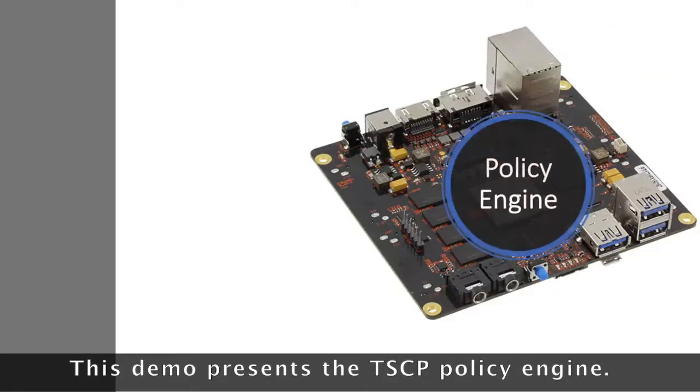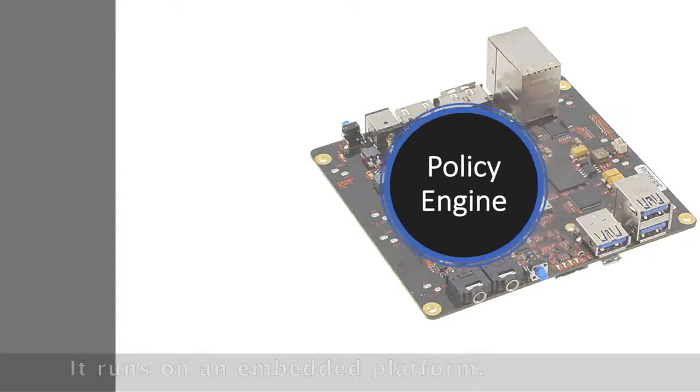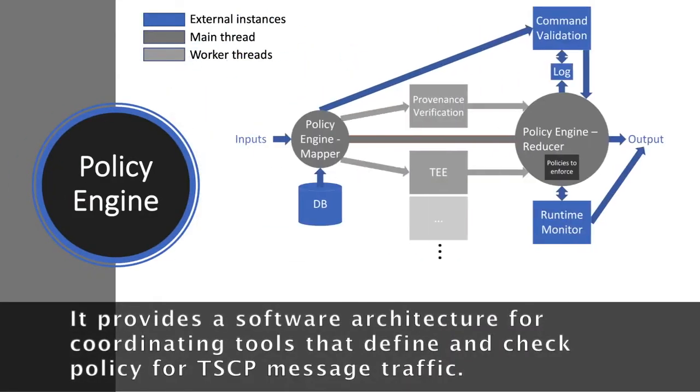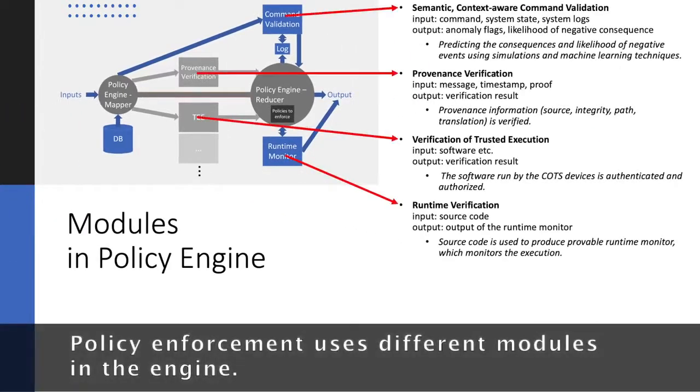This demo presents the TSCP policy engine. It runs on an embedded platform. It provides a software architecture for coordinating tools that define and check policy for TSCP message traffic. Policy enforcement uses different modules in the engine.